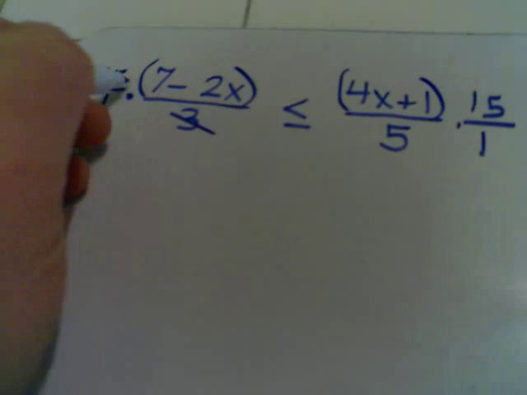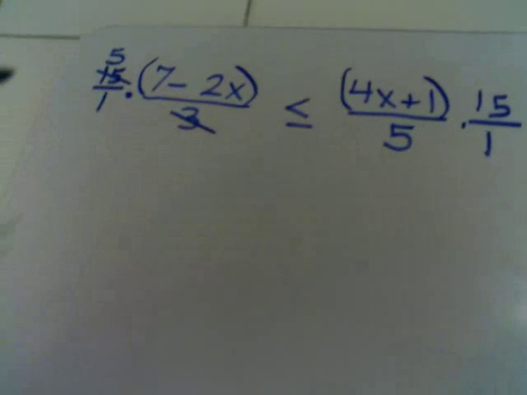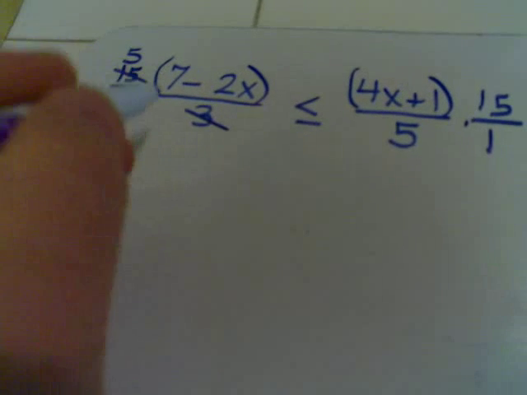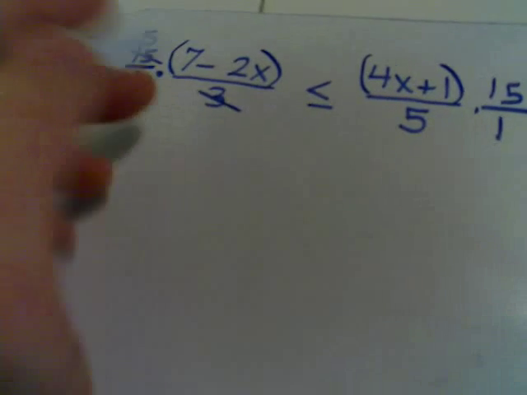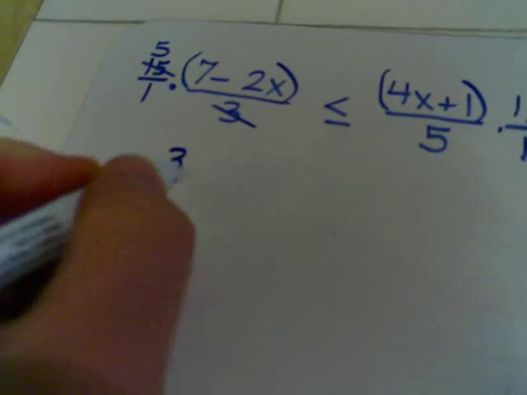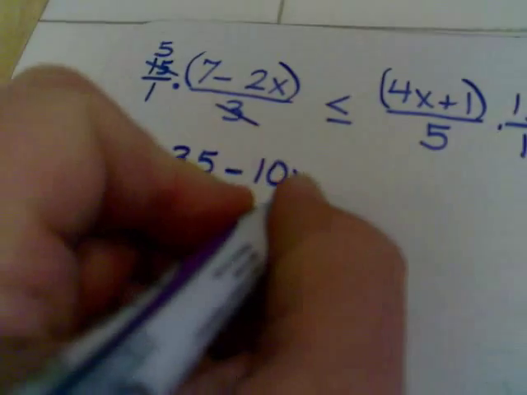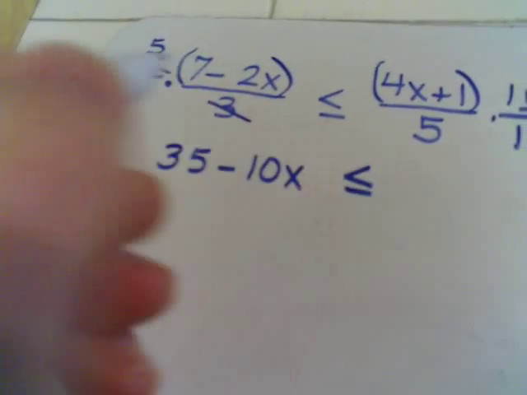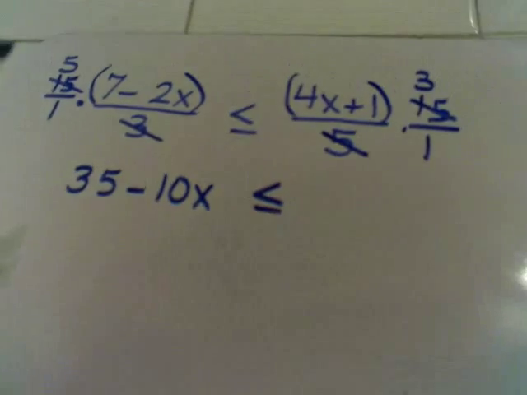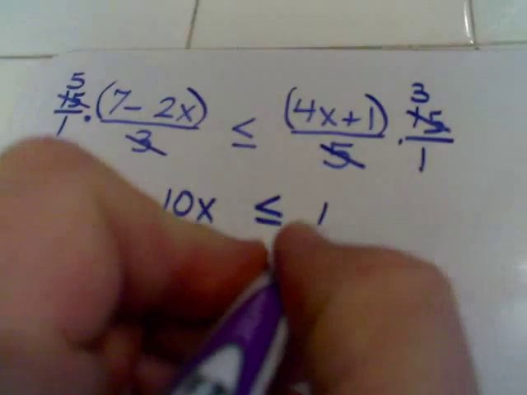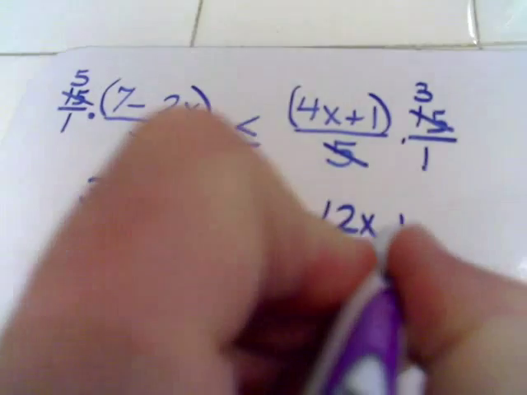The 3 goes into the 15 5 times. When I distribute, 5 times 7 is 35, minus 5 times 2x, 10x, no sign changing. On the right-hand side, the 5 goes into the 15 3 times. When I distribute the 3 with the parens that I built in, I end up getting 12x plus 3.